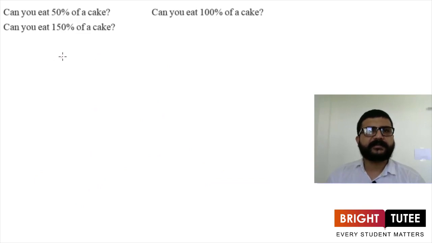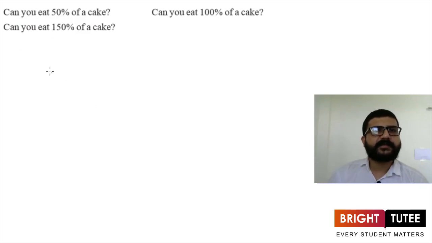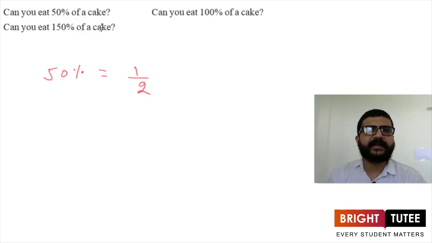Now let's discuss this question. The question here is, if you are having a cake, can you eat 50% of a cake? Yes, we can eat 50% of a cake, because 50% means half of the cake. 50% is basically half. So it means we can eat half of a cake. Yes, it is possible. So here we can eat a part of a cake, that is possible.